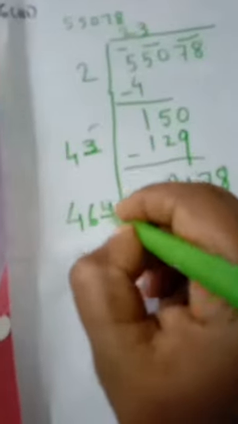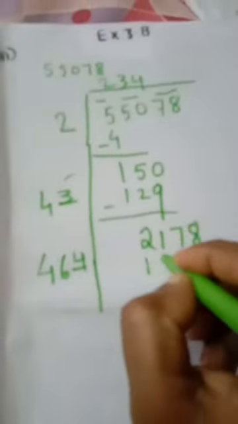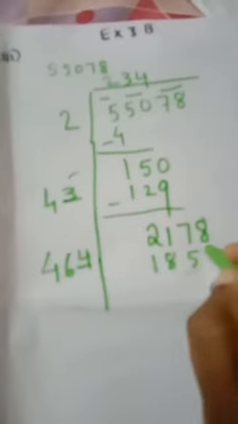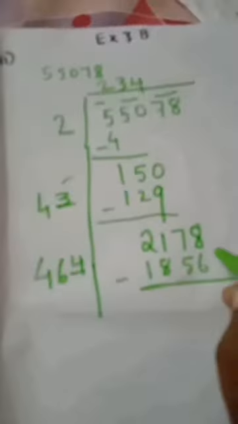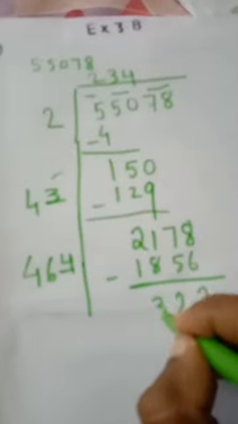Suppose we can take 464 into 4, 16. Okay, it is 1856. Here we can write 464 into 4 is equal to 1856. Now subtract. 6 plus 2 is 8. 5 plus 2, 7. 8 plus 3, 11. Here 0. Okay, 322. 322 is the remainder.